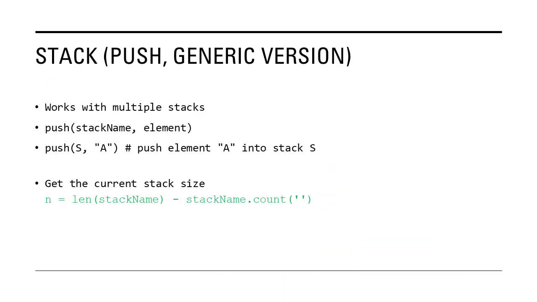Now we move on to a generic version of the push function. It works with multiple stacks. Instead of just taking one parameter, now we take two parameters. The first one indicates which stack we will add the element to. Furthermore, instead of using a variable n to keep check of the stack size, we use the code highlighted in green to calculate the current stack size.